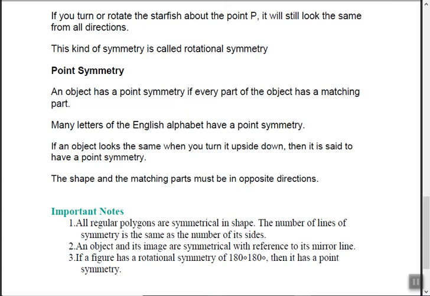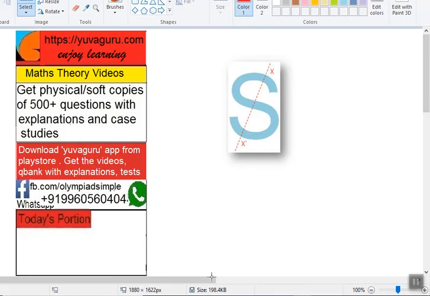See in S what happens? See this, every point has a matching point on the other side, but they are in opposite directions. This point is not over here, it is below, right? So remember this, they should be in opposite directions.